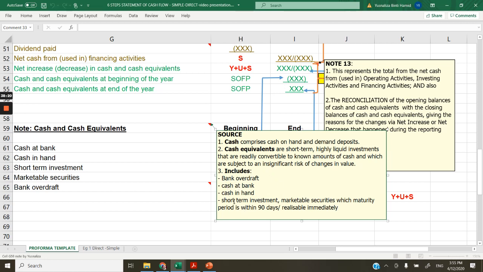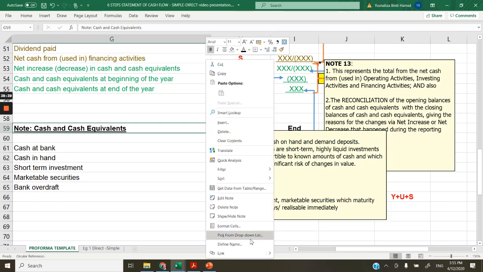So these are the examples of cash equivalent, bank overdraft. Cash at bank, cash in hand, these are all under cash and cash equivalent. Any short-term investment, such as marketable securities, which are within a 90 day period will be put under cash and cash equivalent.